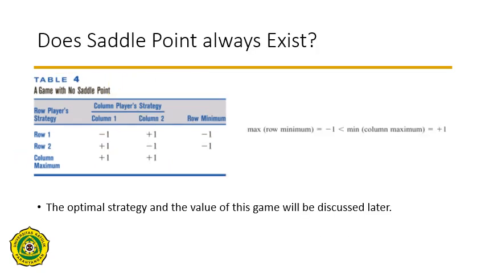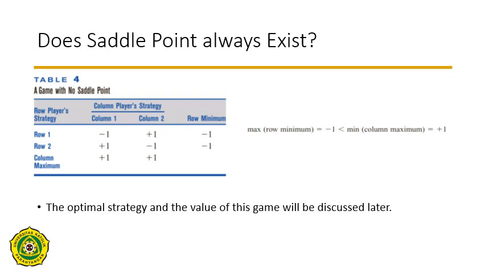So if a game has a saddle point, like what we just saw in the previous slide, we may find the optimal solution for each player. And then at any time those players must stick to their optimal strategies. Nobody should move away from those optimal strategies because they will experience loss if they move away from their optimal strategy.